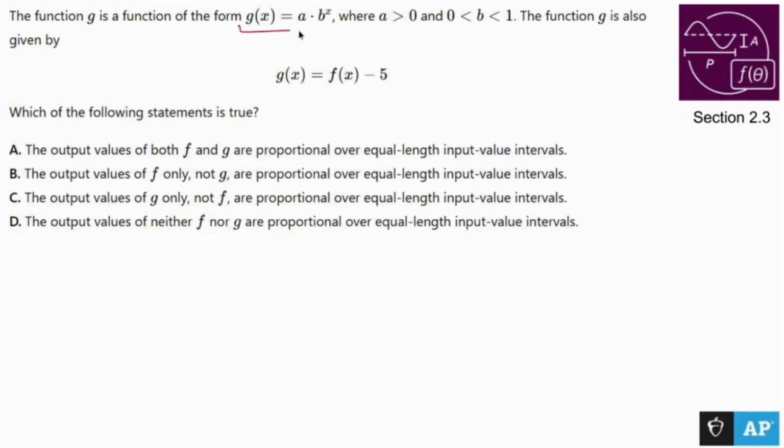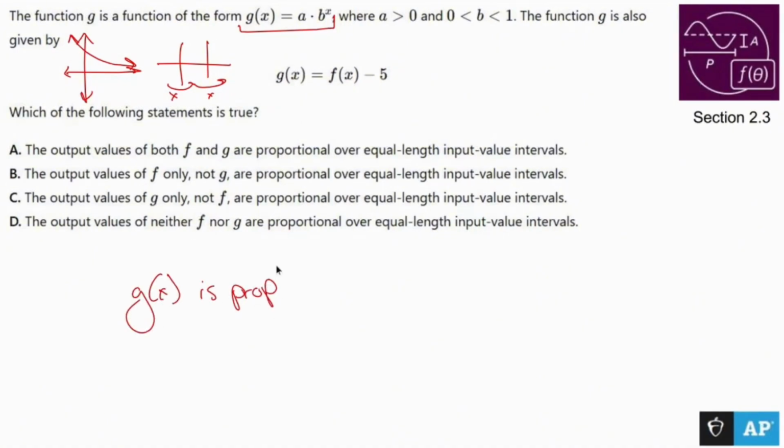First of all, g of x is a standard exponential function, right? Since a is positive and b is in between 0 and 1, it is exponential decay, and then when graphed, it's going to look like that. Anything in this form is going to be proportional, because I can make a table and I can show you that as my y values increase, you're multiplying by the same number every single time. So g of x is proportional.